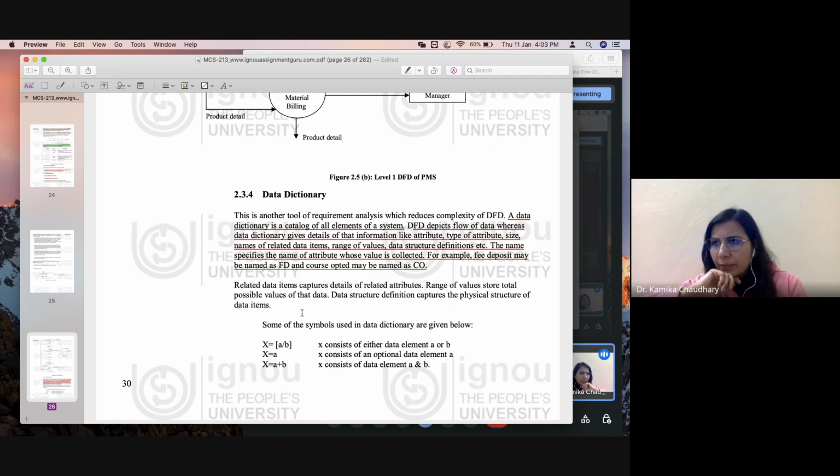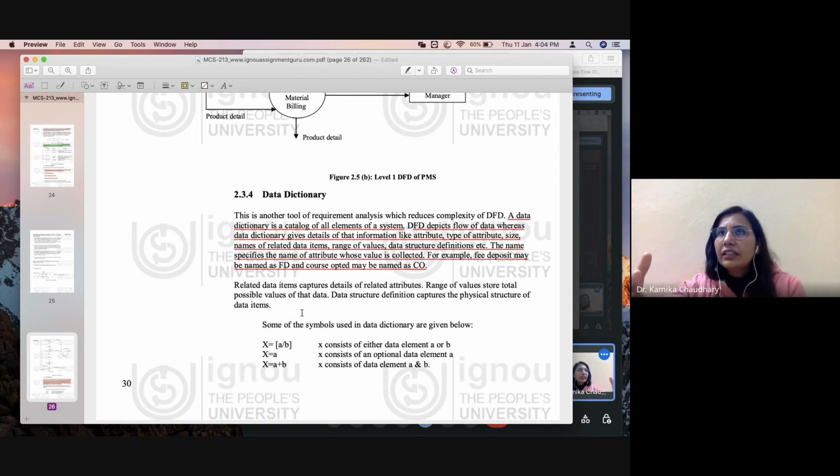Means, for example, I'm using an abbreviation, SRS, right? Now, everywhere in my document, I'm just using SRS, SRS, SRS, SRS. Not even in a single place have I written that SRS is software requirement specification. Where I'm going to see it is in the starting or in the catalog, which represents the detailed description of SRS. I'll just write it down in a single place that SRS means software requirement specification.